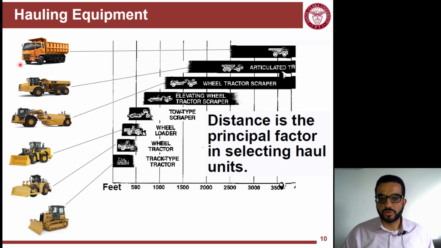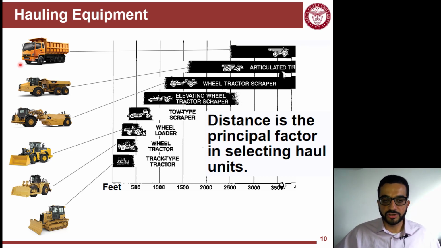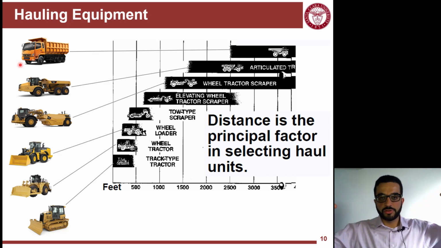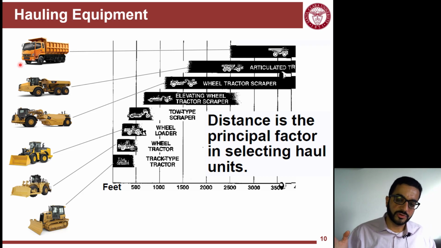So articulated trucks are more for on-site. They are not for on-the-road hauling operations. But if you're going to haul on asphalt or typical roads we use, then you will use on-the-road haul trucks or dump trucks. So this is a big mapping picture of what hauling equipment is used. Best are trucks for longer distances, then scrapers, then loaders, and then finally dozers.